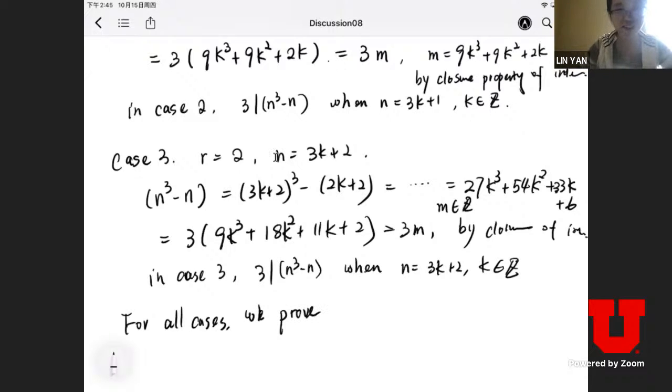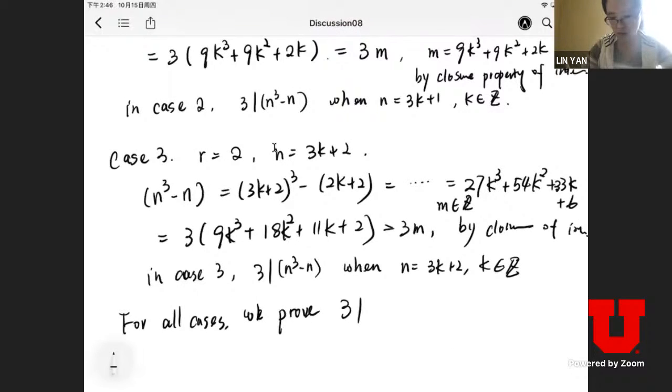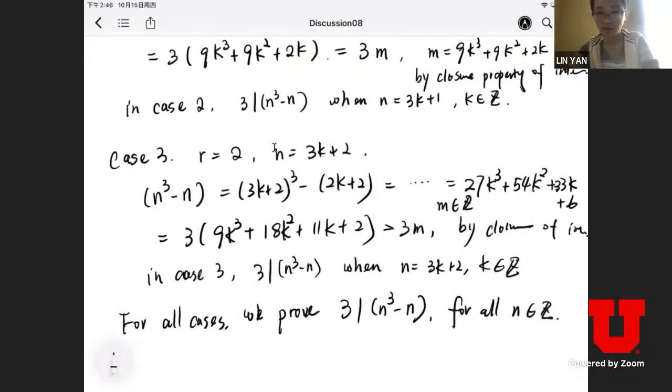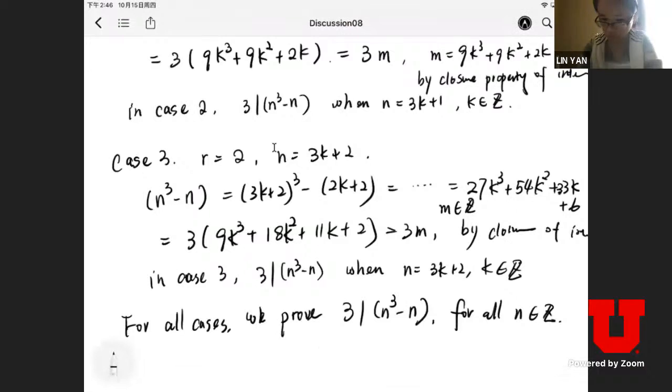No problem. You can interrupt me anytime you want. Okay. So we still need to write the final conclusion that for all cases we prove that n cubed minus n is divisible by 3 for all n that is an integer. So this is the proof for this question.